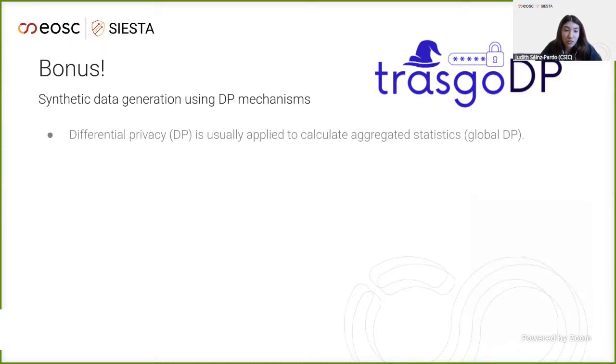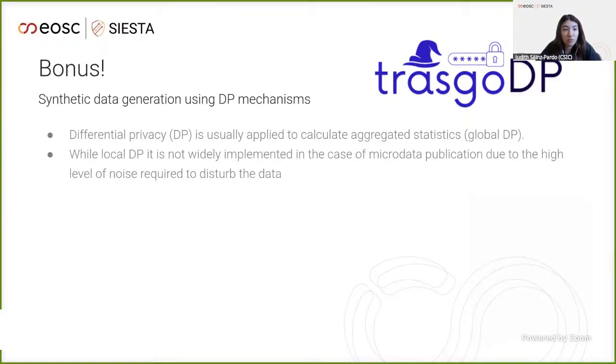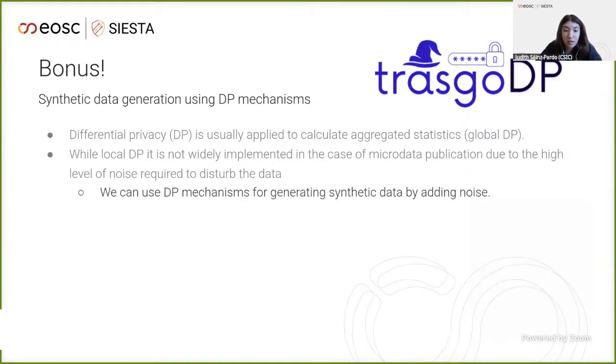First, we need to take into account that differential privacy is usually applied to calculate aggregated statistics, which we call global DP. So we do not usually apply noise directly to the data, but we apply it, for example, when we are calculating statistics, getting histograms concerning our data, or reviewing the distributions. And it is not widely implemented for microdata publication because we would need to add a huge level of noise in order to prevent disclosure of the data, and thus we would be damaging the utility of such data. However, we thought about using these classic differential privacy mechanisms, such as randomized response, for example, for generating synthetic data based on the original ones, but adding noise with such mechanisms.